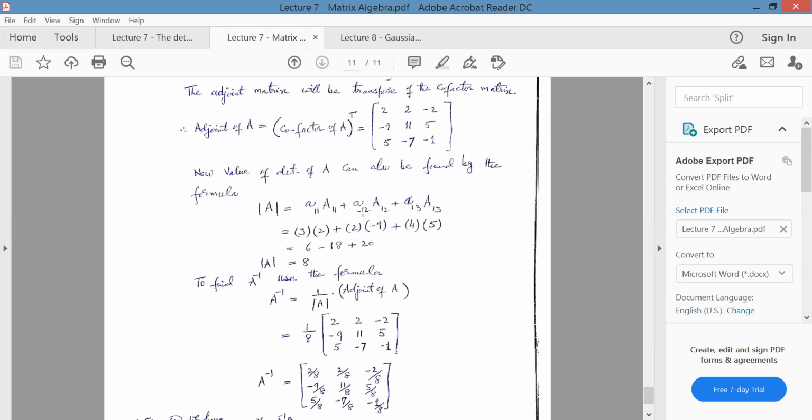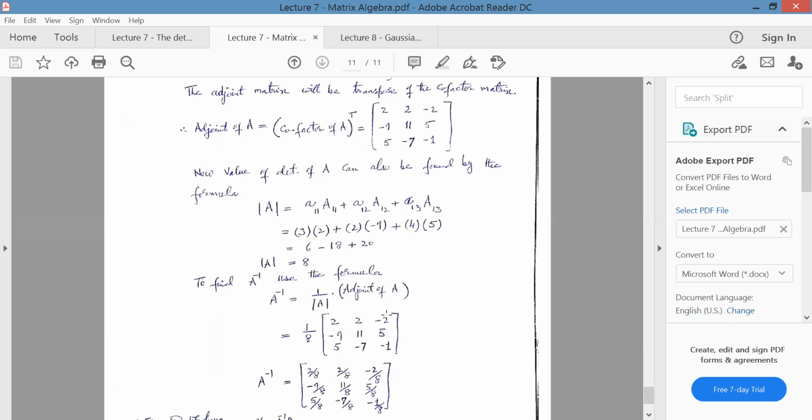3 into 2, plus this value is 2 into minus 9, and a13 is 4 into 5. Simplify, this will be 6 minus 18 plus 20. From here you'll be getting only 2, 2 plus 6 is 8. The determinant of A is 8. To find A inverse, use the formula. This is the formula for A inverse.